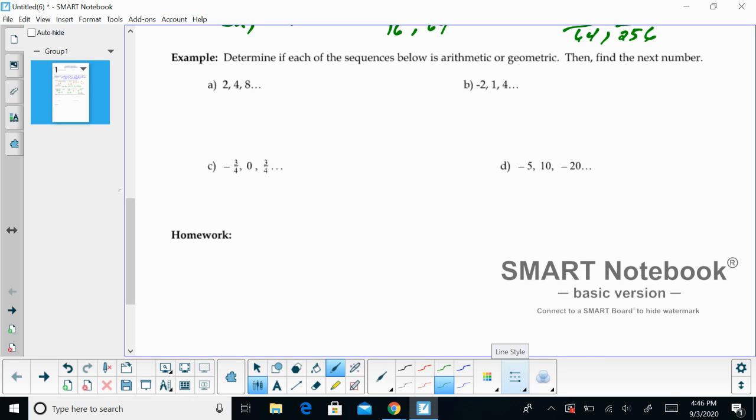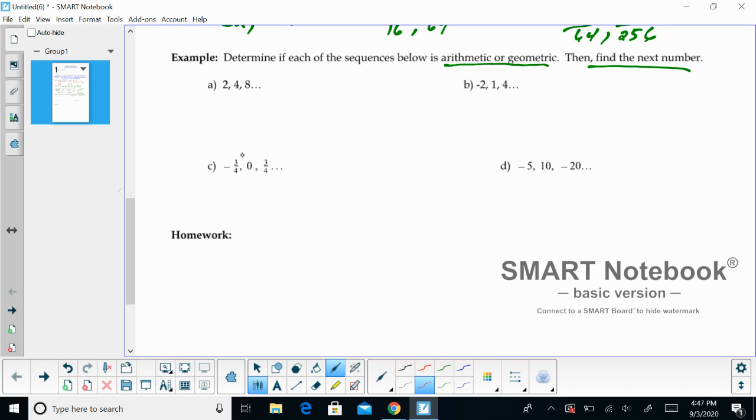Now we're going to see if we can figure out if these examples are arithmetic or geometric sequences, and then we're supposed to find the next number. So it's a little bit of trial and error. I always start by seeing if it's arithmetic or not.